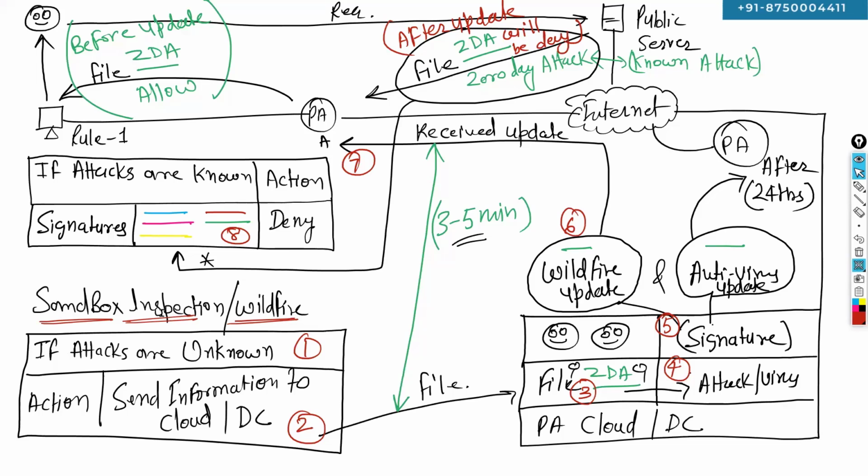Sandbox inspection is a process in which a firewall or IPS sends unknown attack information to the cloud. That cloud will analyze the file and generate the signatures, and that signature update will be delivered to your firewall. Your firewall will accept the signatures. Now, the attack which was unknown for you, you can get an update of within 3 to 5 minutes. So after 3 to 5 minutes, your unknown attack will be blocked on the firewall.